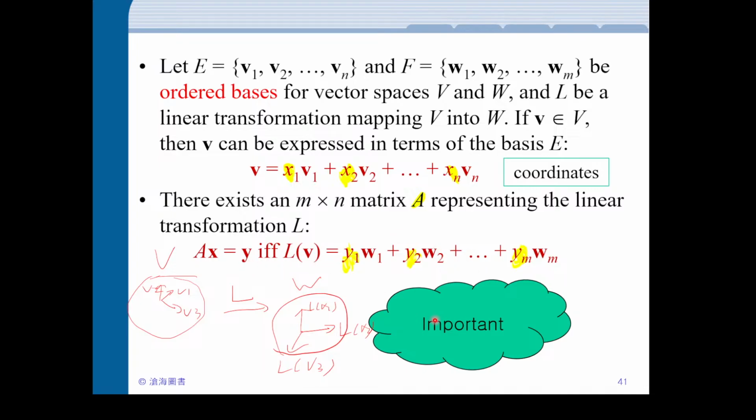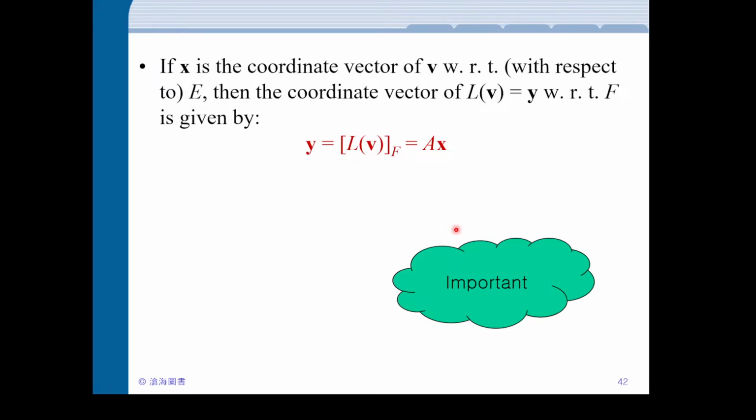Okay. So you have V and L of V, and they each have a coordinate, X and Y, and those coordinates X and Y will satisfy AX equal to Y. So you can calculate the transformation between coordinates by just multiplying by this matrix A, and then we know every vector inside big V and every vector inside big W can be represented, has a one-to-one correspondence to those coordinates.